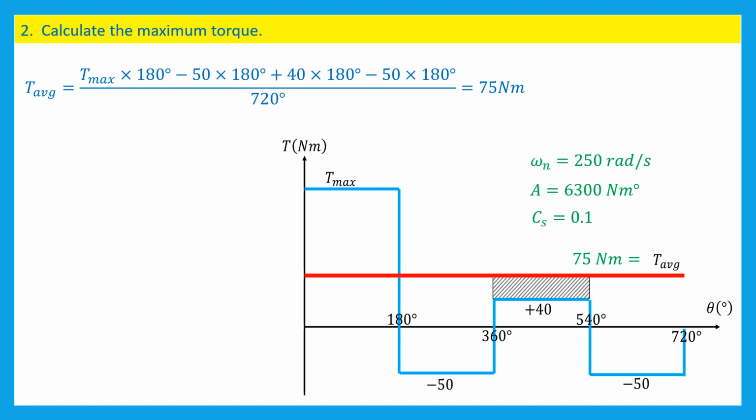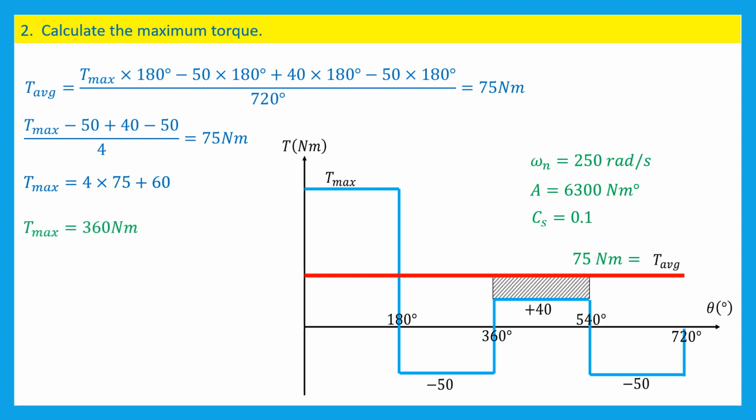Simplifying by 180 gives T maximum, minus 50, plus 40, minus 50, divided by 4, equal to 75 Newton-meters. Solving the equation for T max gives maximum torque equal to 75 times 4, plus 60. Thus, T max is equal to 360 Newton-meters.